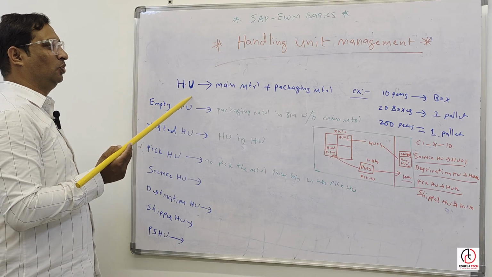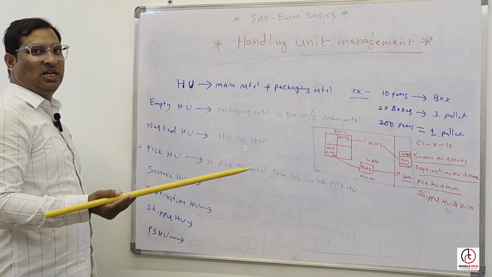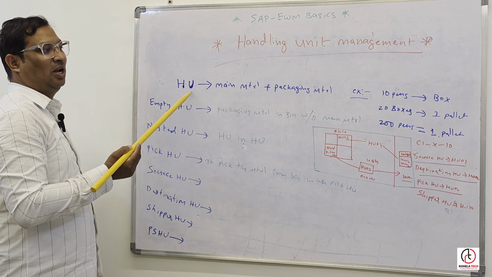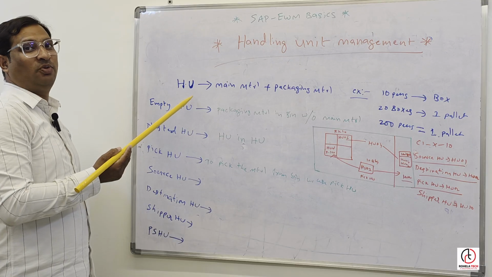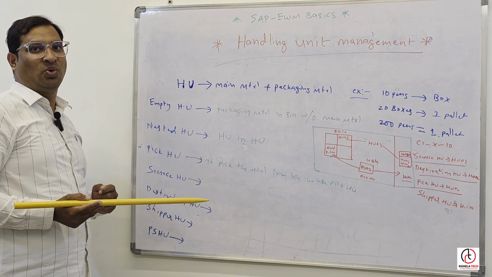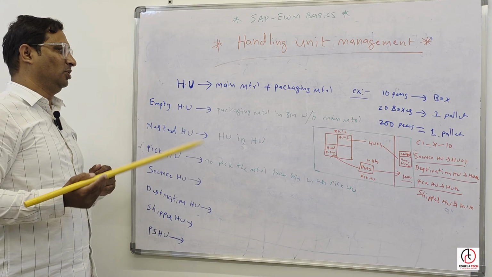As I said, HU means main material plus packaging material. Whenever any material or product is packed in a packaging material, we call that a handling unit. It has a unique identification number and other attributes like weight, volume, what the packaging material is, and HU type. Those are the attributes.